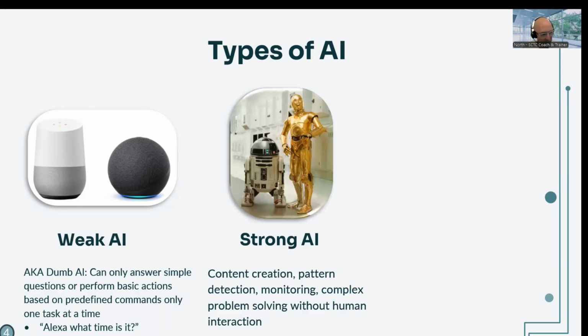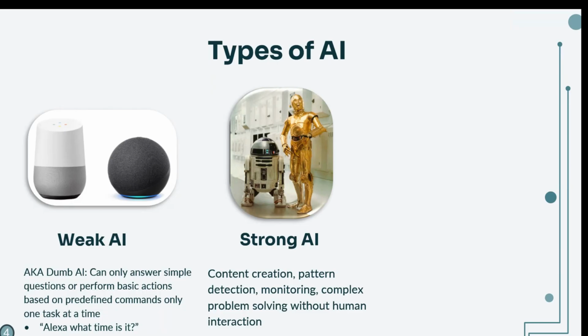Strong AI is where we are at right now. We're leaning into the strong AI category, where it's content creation, pattern detection, monitoring, complex problem solving without human interaction. And that's the key, is modern AI is able to do complex tasks and pattern recognition without human guidance. So that is currently where we're at.